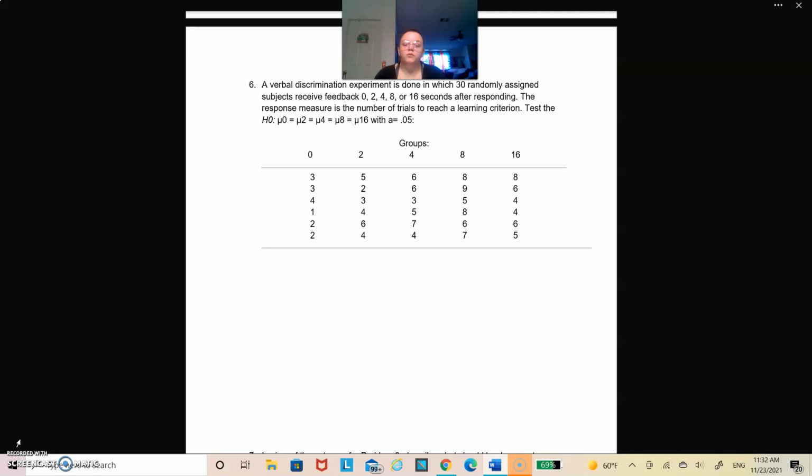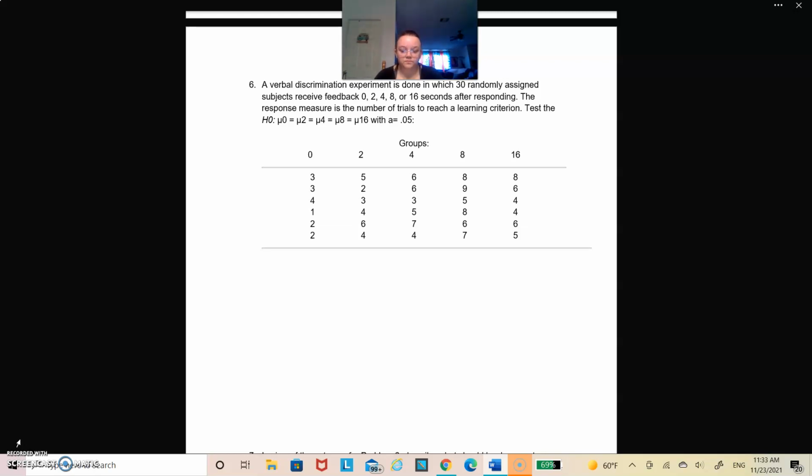So just a couple of important pieces of information. We know that k is equal to 5, ng is equal to 6, and n is equal to 30. And I also went ahead and found the sum of x values as well as sum of x squared values for groups 0 through 16, and got a total value of 146 for the sum of x of the groups and a total of 832 for the sum of x squared of the groups.